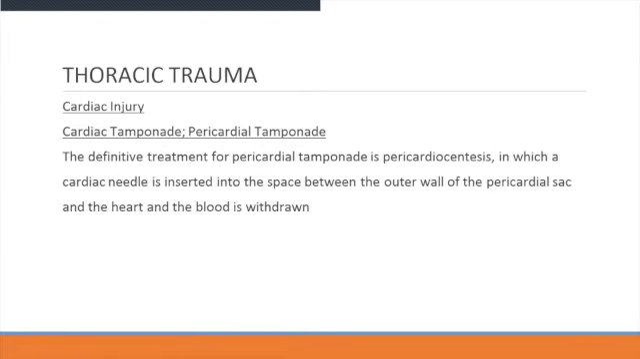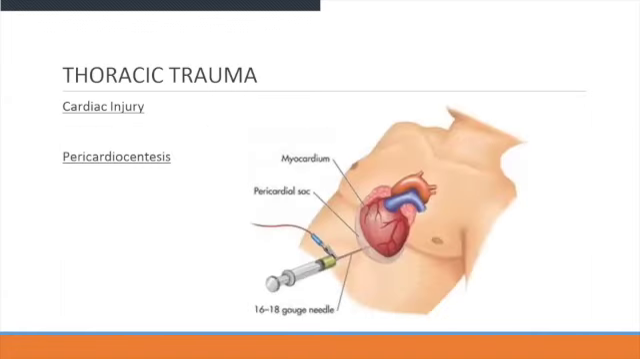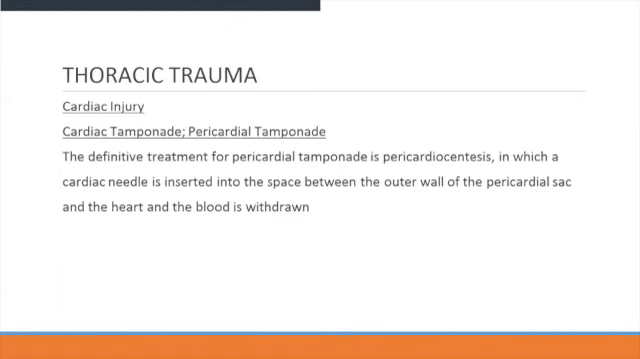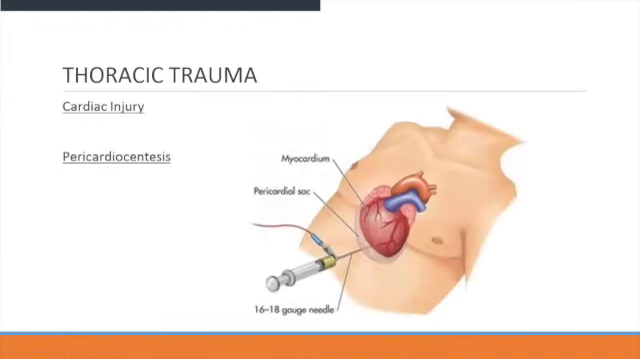All right, so the definitive treatment for pericardial tamponade is going to be pericardiocentesis, in which a cardiac needle is inserted into the space between the outer wall and the pericardial sac around the heart, and blood is withdrawn. As you see right here, they're going to insert a 16-18 gauge needle through the chest into the sac, and they're going to withdraw blood from that sac.